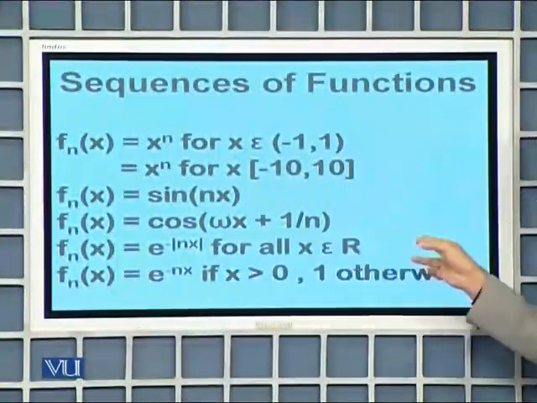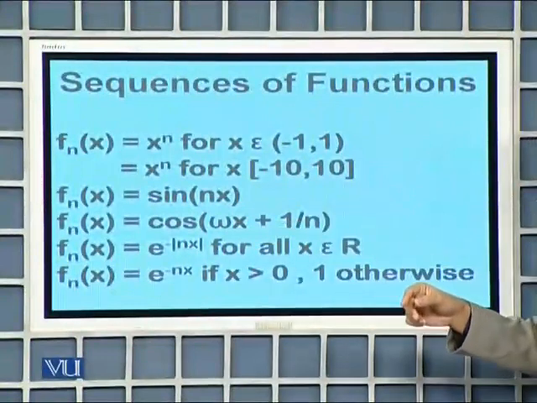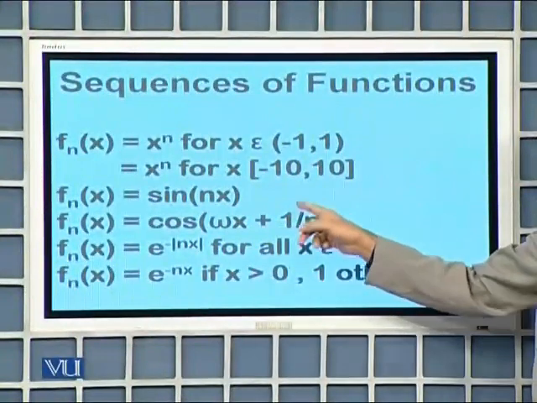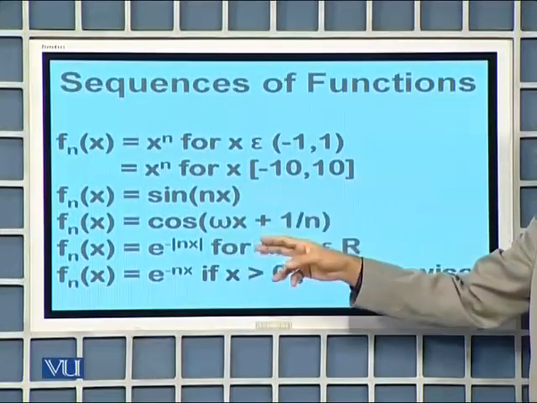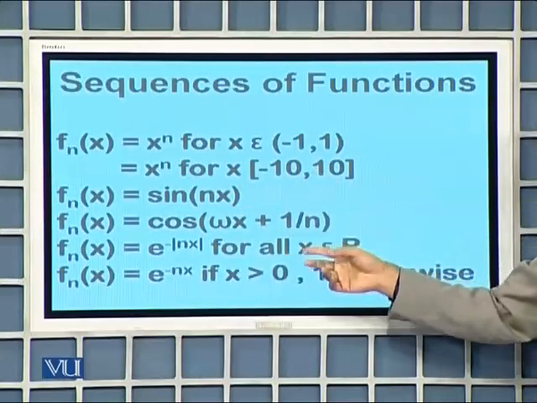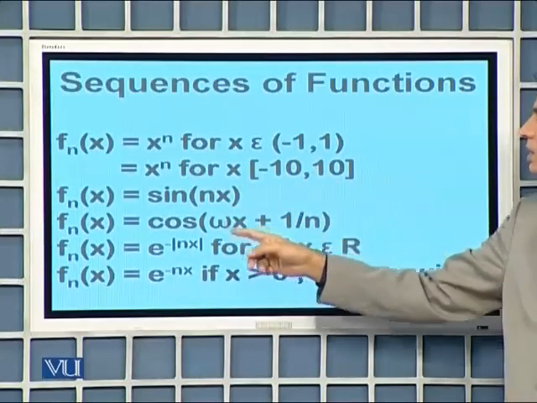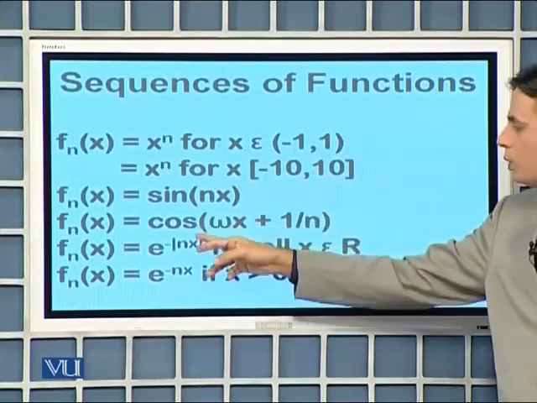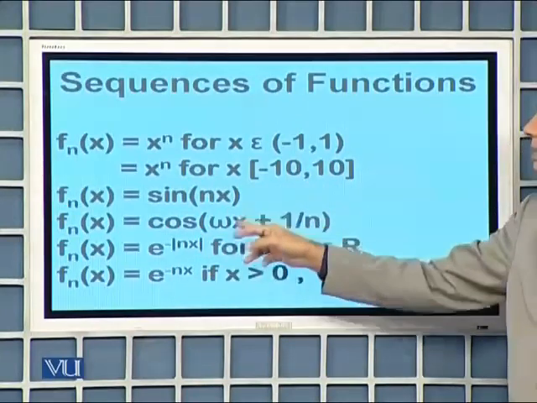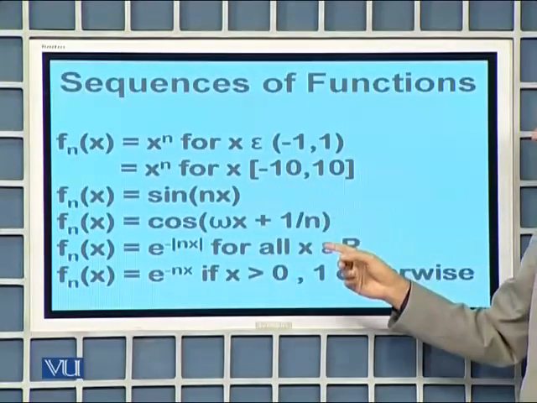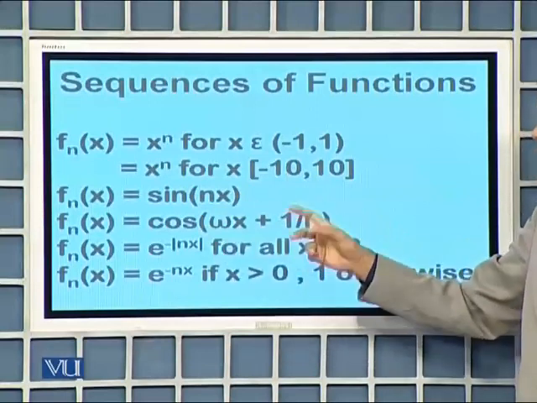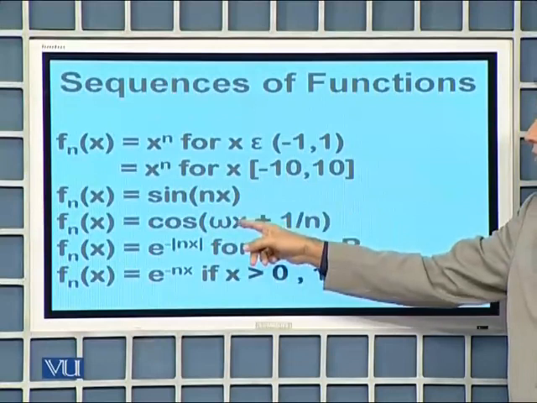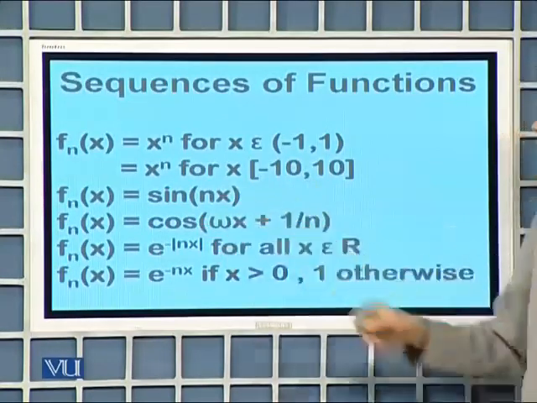X is the number we pick on the domain, and this is what changes the function from the value of n1 to the value of n2 to the value of n3. So the first function in this sequence is cos of 1 plus omega x. The second function is cos of half plus omega x. The third function is cos of 1 over 3 plus omega x.